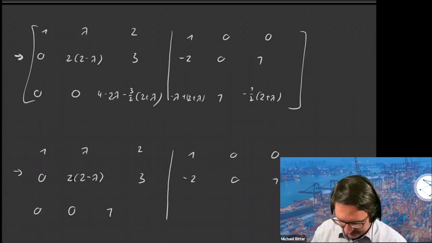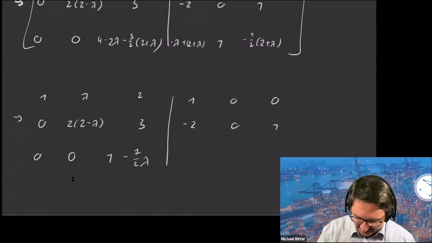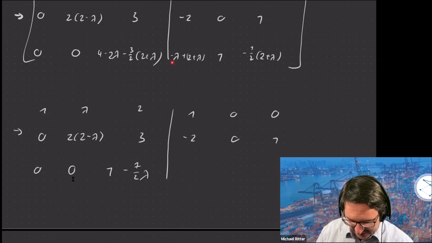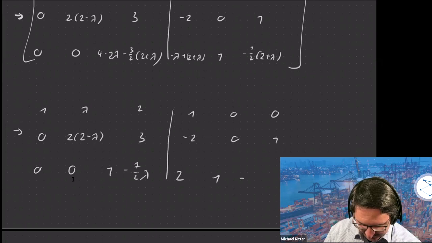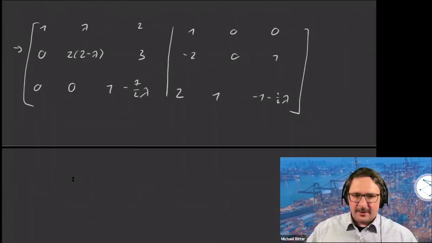So hopefully that's correct. And on the right-hand side, we have minus lambda plus 2 plus lambda. So that's just a 2 then. Here that's a 1. And here we have minus 1 minus 1 over 2 lambda. Okay, so far so good.